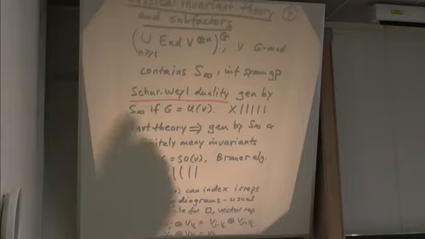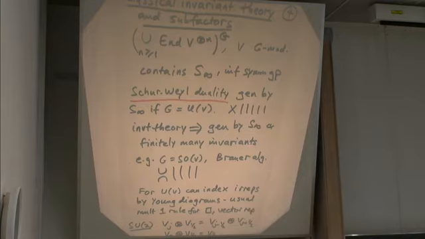Imagine infinite tensors with identity almost everywhere, fixed under G. So V is a G-module, a unitary representation of G. Now this contains S infinity, the infinite symmetric group, because it just permutes the factors and commutes with the action of G. And Schur-Weyl duality says that when G is the unitary group of V, the commutant, or this fixed point algebra, is just S infinity.